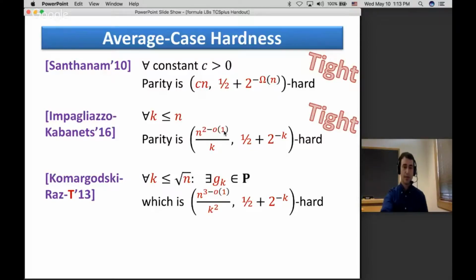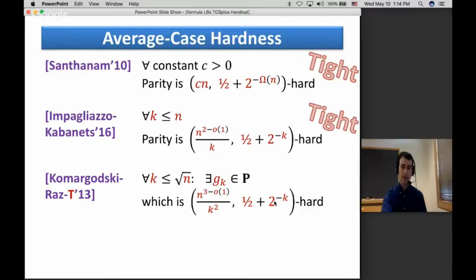And the last result that I want to mention is our result with Ilan Komargodski and Ran Raz. For any parameter k between 1 and square root n, we constructed a function for which any formula of size n cubed over k squared has agreement at most half plus 2 to the minus k. So I want to note a few things about this result. First, the parameters are better than what we got for parity, because we get the same agreement, but the size is bigger. The size is n cubed over k squared versus n squared over k.